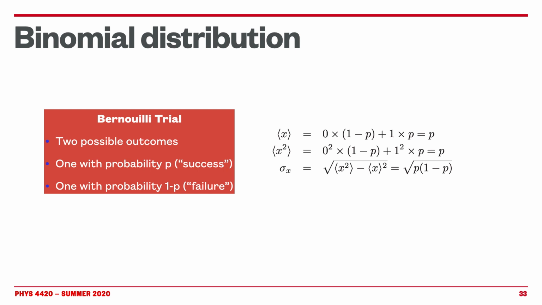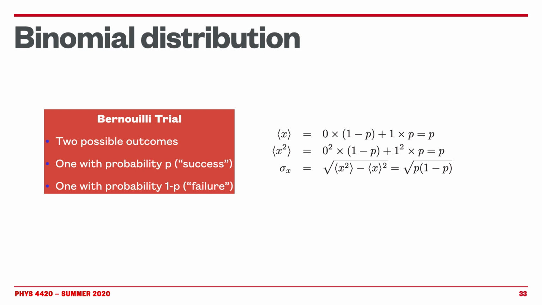I didn't write this on the slide, but what it says is the two possible outcomes are either 1 for success and 0 for failure. That's the way we decide to do it. So that means that the average value, the expectation value, will be 0 times the probability of having 0, which is 1 minus p, plus 1 times the probability of having success, which is p. So the total is p. So the expectation value will be p.